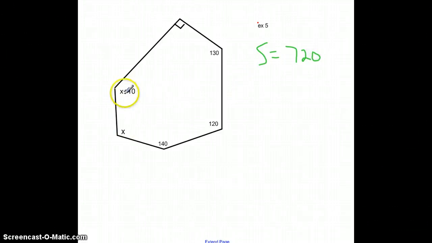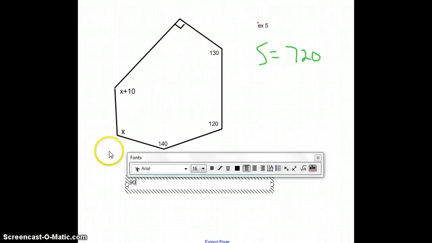We want to try and figure out what these two angles are, or what x is. We know all these angles have to add up to 720. So let's start putting it together here. We've got a little right angle sign up here. So it's 90 plus 130 plus 120 plus 140 plus x plus x plus 10. This all has to equal 720.